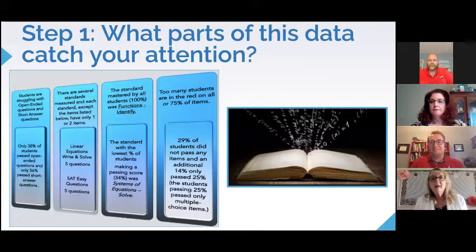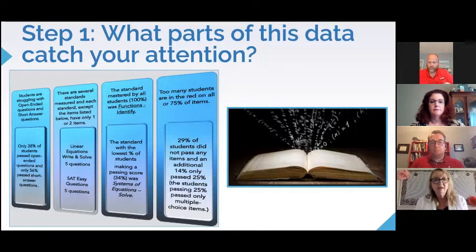The first step asks what parts of the data kept your attention. The part that caught my attention first was that students are struggling with the open-ended questions and short answer questions. Only 35% of students pass the open-ended questions and only 56% pass short answer questions. I analyzed test questions by the type of questions we have in my own classroom, and so that stood out to me.